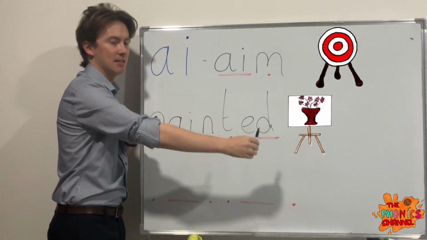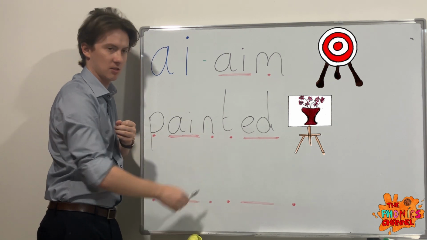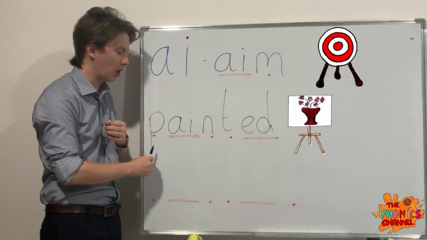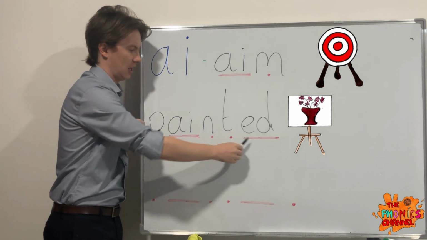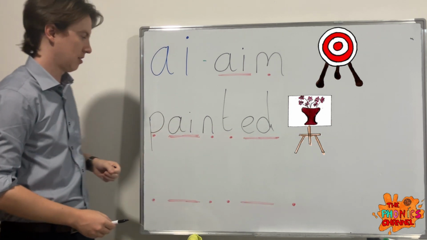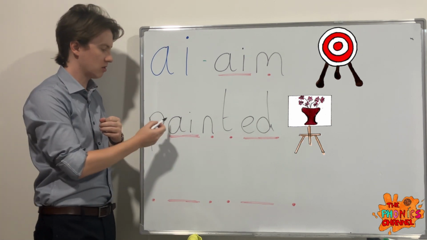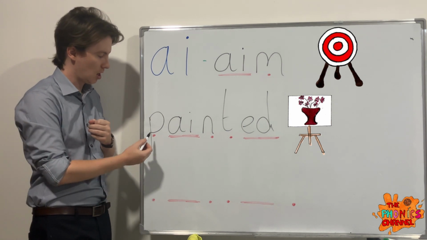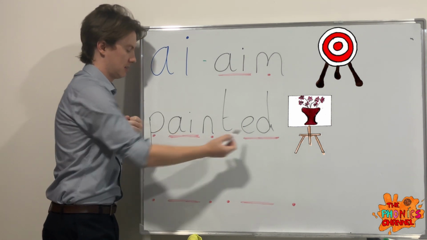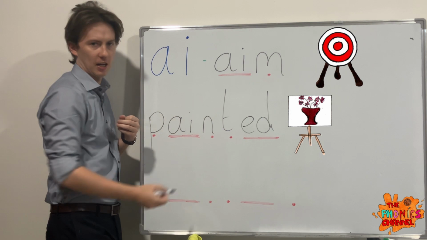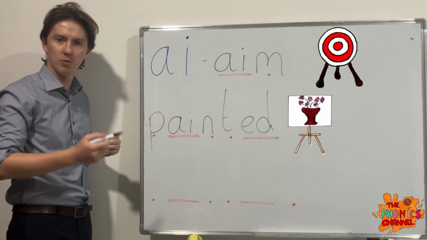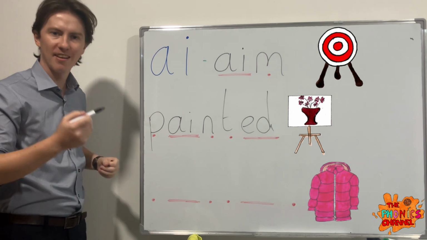Id. Painted. And we've got two adjacent consonants here, n and t, to make a nt sound. Okay, so how many letters do we have there? 1, 2, 3, 4, 5, 6, 7. Seven letters. How many sounds? Id. 1, 2, 3, 4, 5. Five sounds.